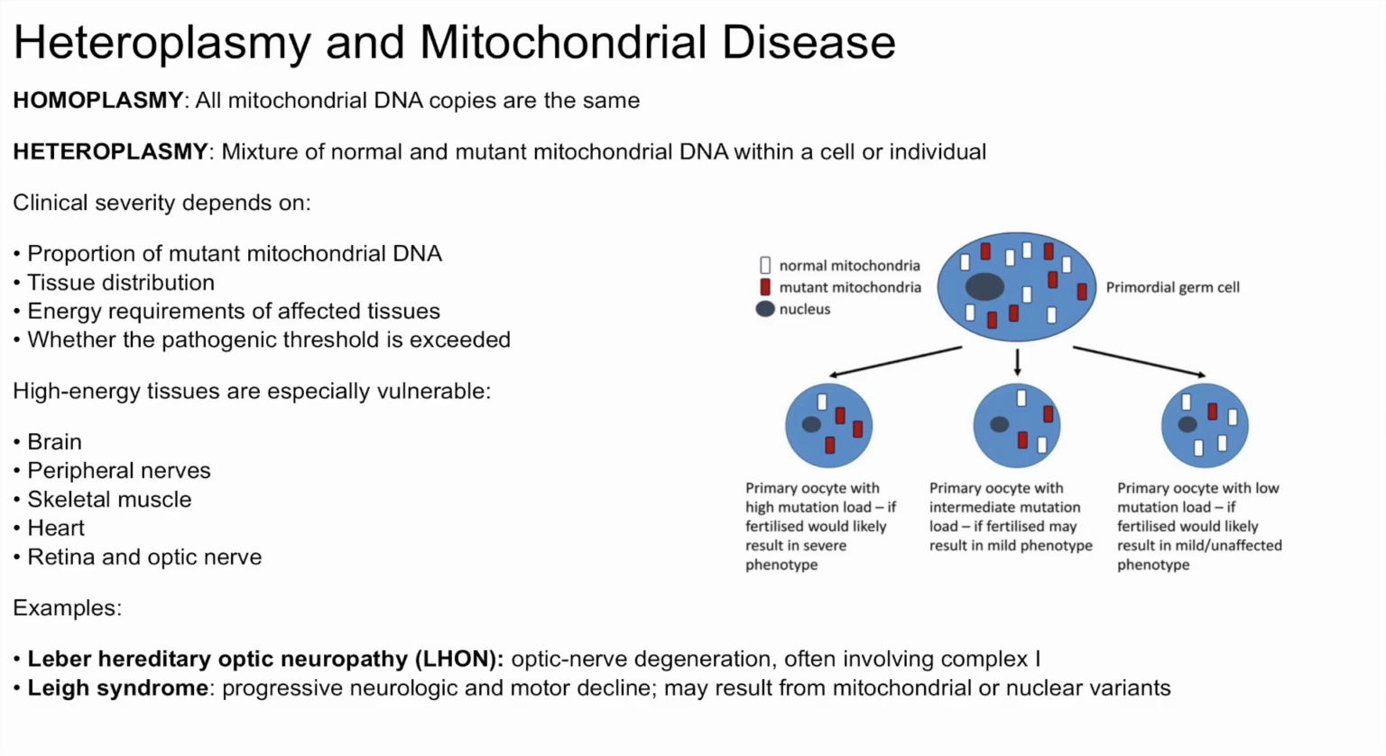High-energy tissues such as brain, skeletal muscle, heart, retina, and peripheral nerves are especially vulnerable because they depend heavily on oxidative phosphorylation. This combination of heteroplasmy, threshold effects, and replicative segregation explains the remarkable variability of mitochondrial disease. Even relatives carrying the same variant may have different organs affected and very different severities.